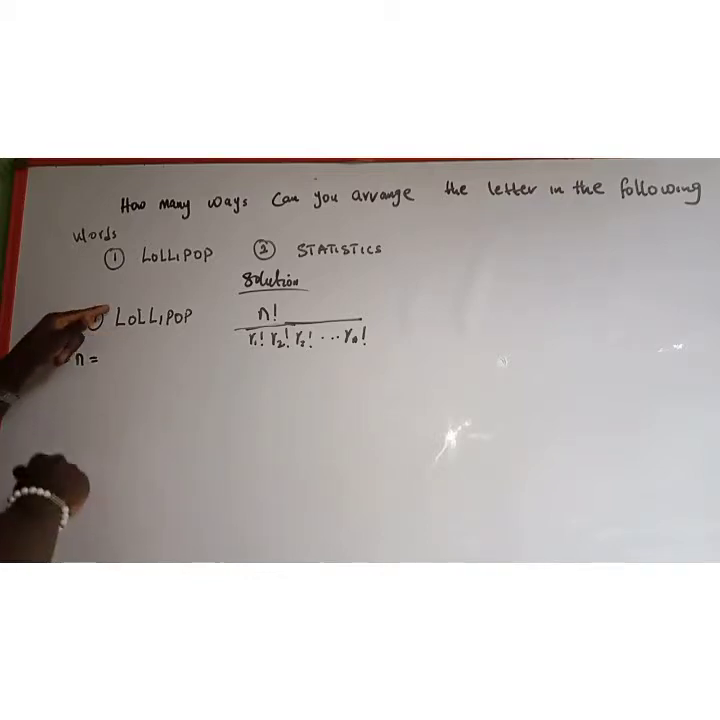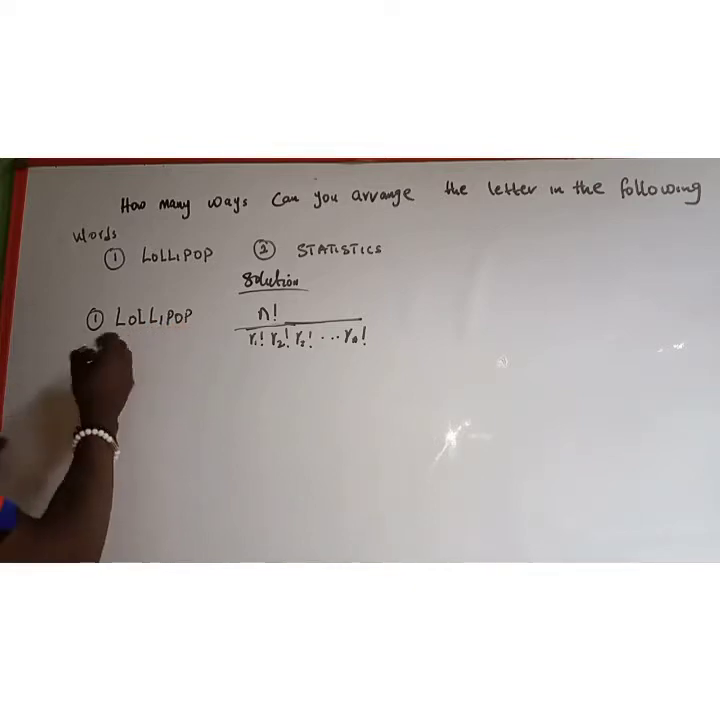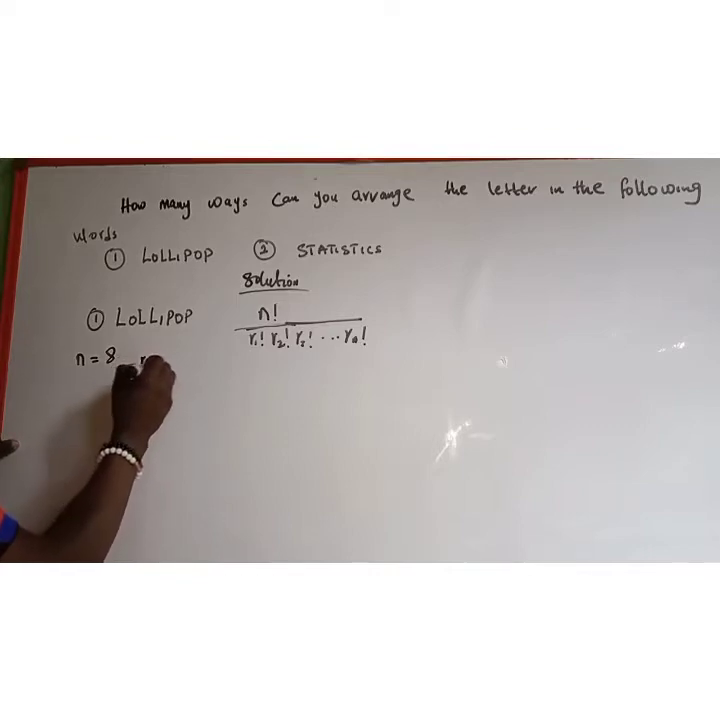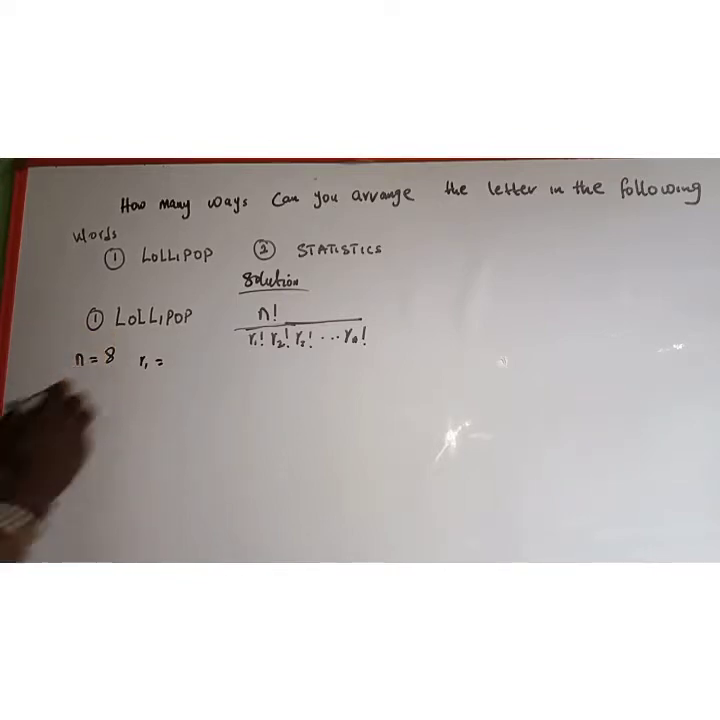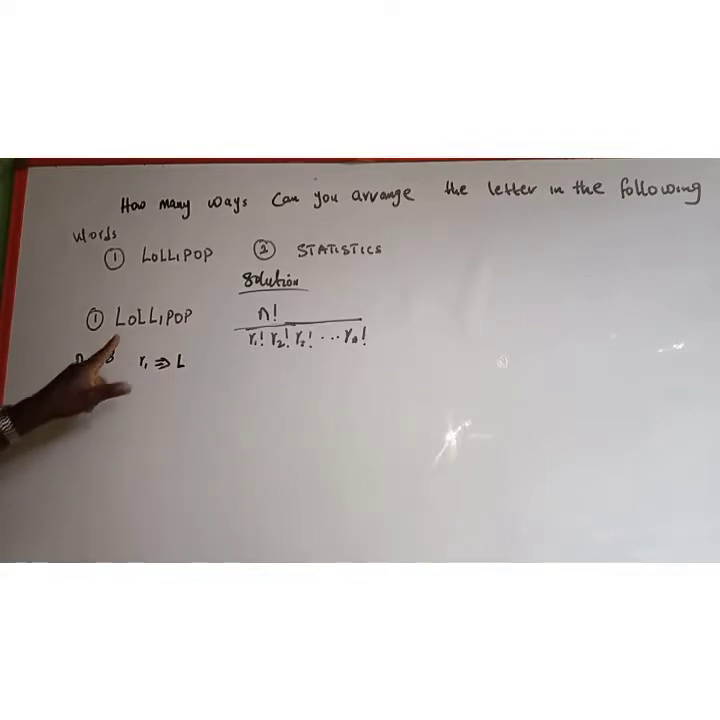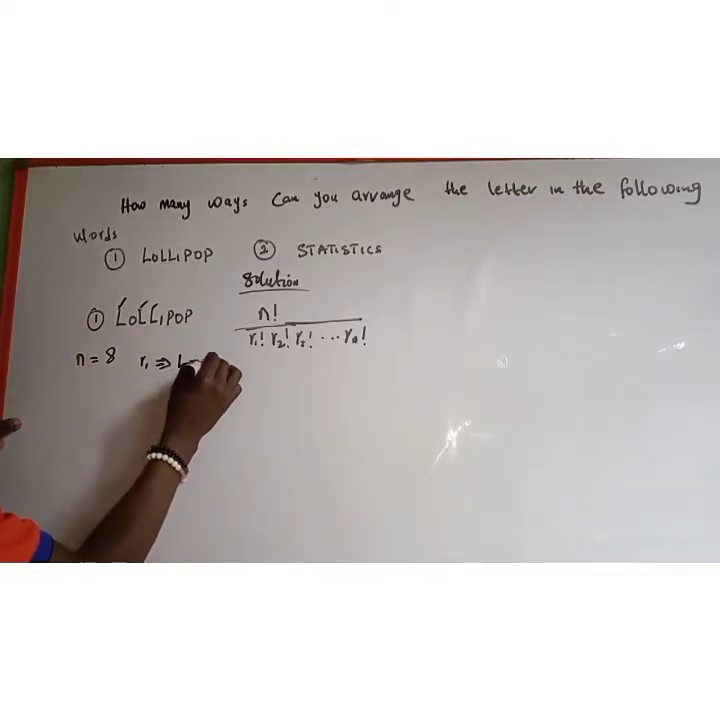So we start by counting: 1, 2, 3, 4, 5, 6, 7, 8. We have 8 letters in this word, so my n is 8. Now let us find my r. r1 is the first letter, L. You find how many times the letter L is repeated in this word. We have 1, 2, 3, so it is 3 places, which equals 3.